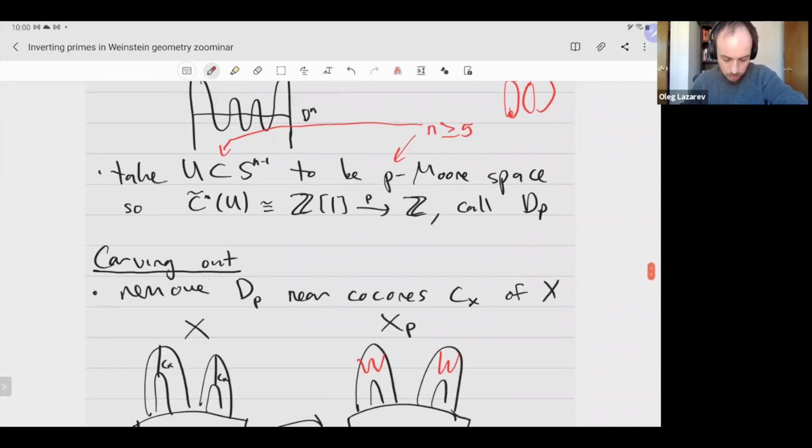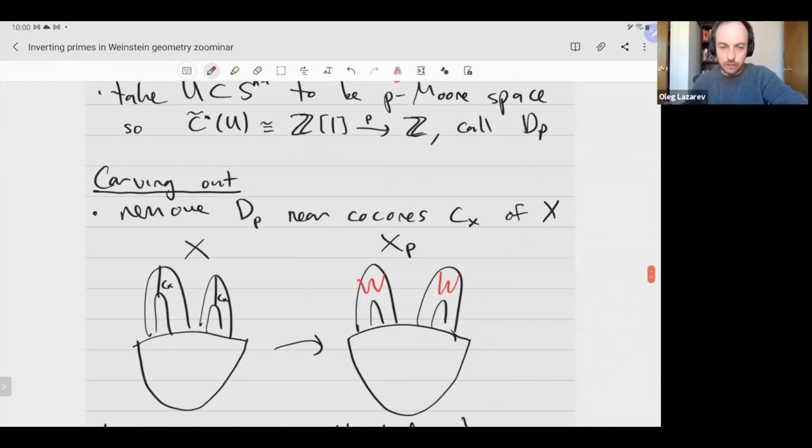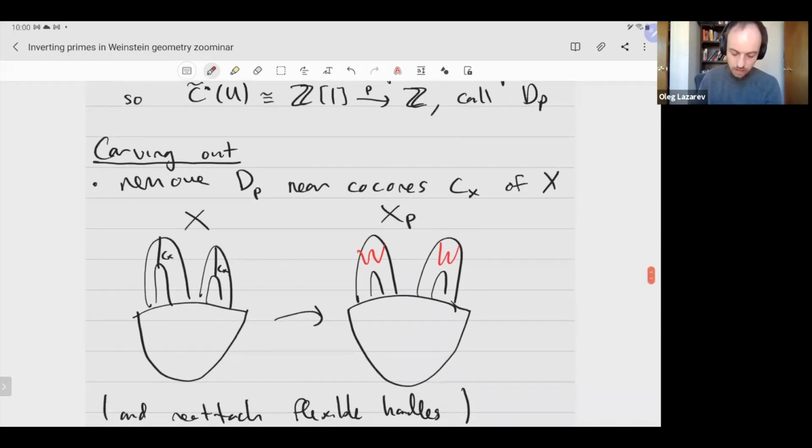Yeah. Okay. So going back to this carving out procedure, the idea is you fix a presentation for X. You look at the cocores, these C_X's, or the critical handles, and the neighborhood of those cocores just look like T star D^n. And you implant these D_P disks into there, and then you carve them out. You remove those D_P disks, and then you reattach some flexible handles to this domain in order to get the right topology, so that X_P and X are diffeomorphic.